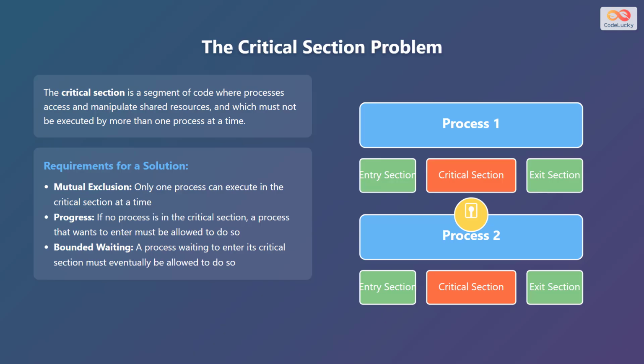Only one process can be in the critical section at any given moment, hence a lock is needed. Processes enter the entry section before accessing the critical section, and then exit through the exit section.